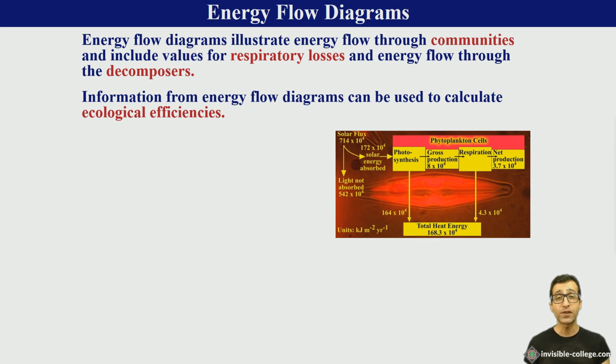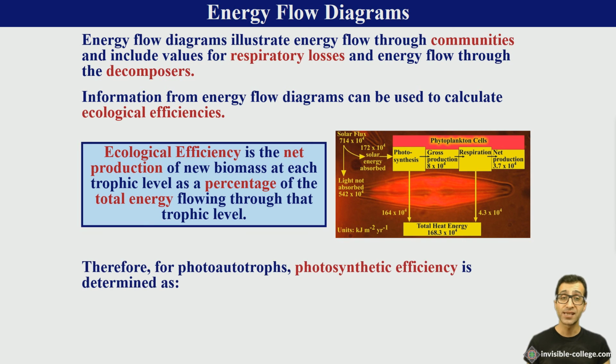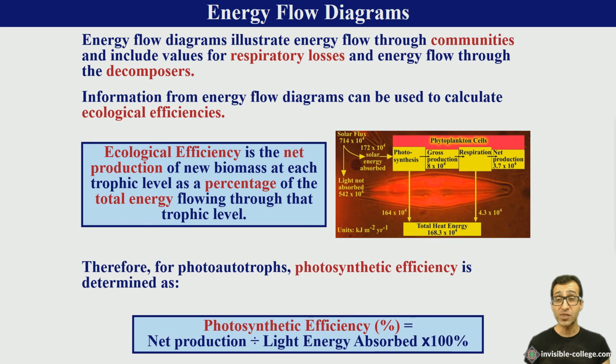Now ecological efficiency is the net production of new biomass at each trophic level as a percentage of the total energy flowing through that trophic level. So therefore, for photoautotrophs, photosynthetic efficiency is determined like this. Photosynthetic efficiency for photoautotrophs as a percentage is equal to the net production divided by the light energy absorbed, multiplied by 100% to get a percentage.